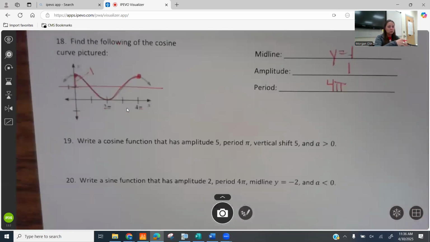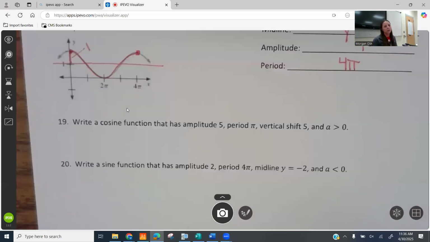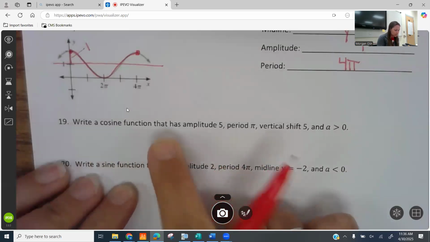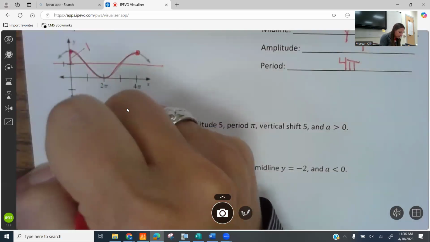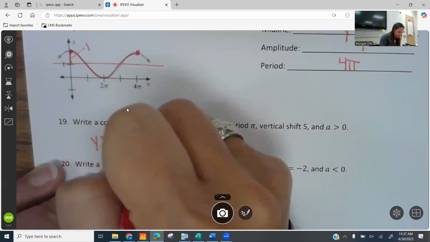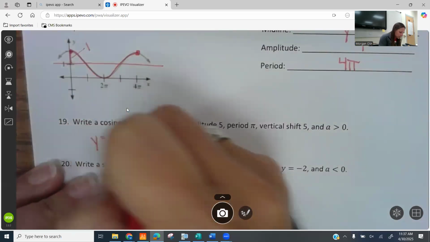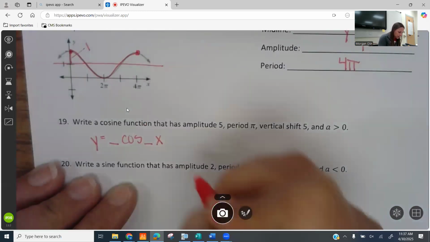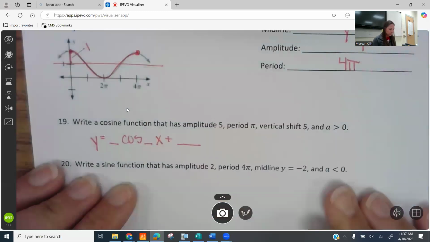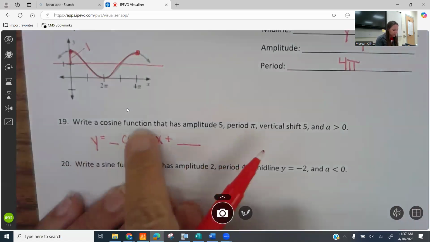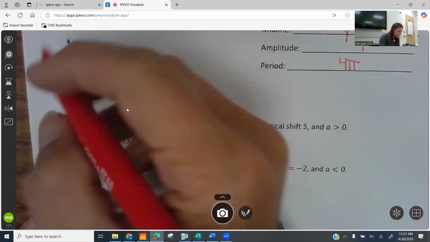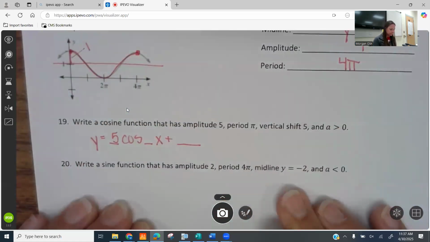All right, 19 and 20, we're writing equations. So in number 19, we're going to write a cosine function. All right, so we know we're going to have cosine. There's going to be some value out in front of it. Okay, there's going to be a b value. Okay, and then we're going to have x. And then there's going to be a k value. All right, now write a cosine function that has an amplitude of 5. Well, when the amplitude is 5, that's our a value.